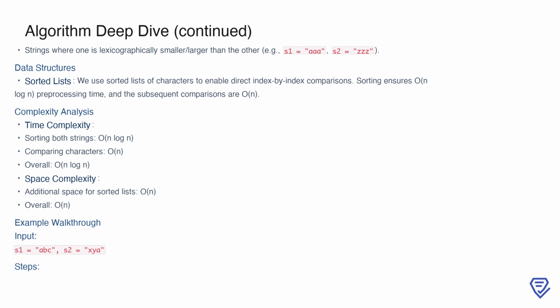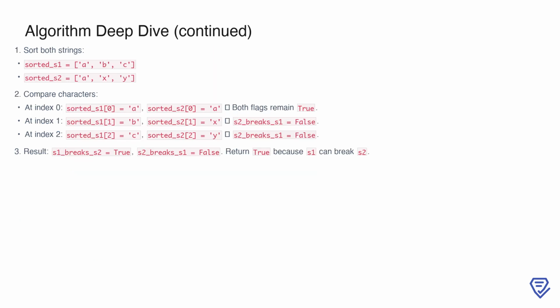Now, let's consider an example to see how this works in practice. Imagine the input strings are S1 equals ABC and S2 equals XAY. First, we sort both strings. For S1, the sorted result is A, B, C, and for S2, it's A, X, Y. Next, we compare their characters index by index.